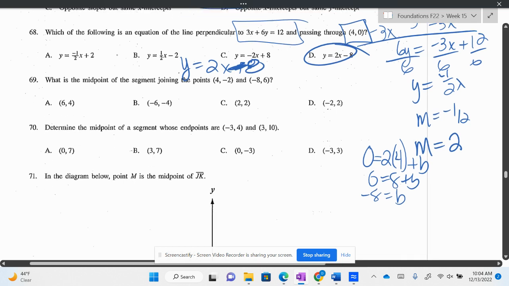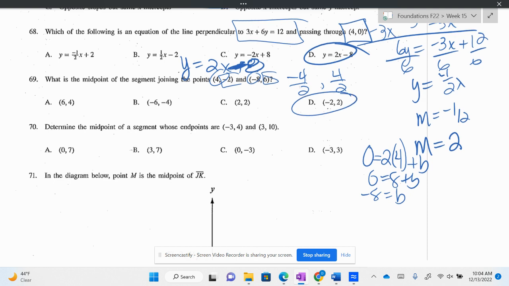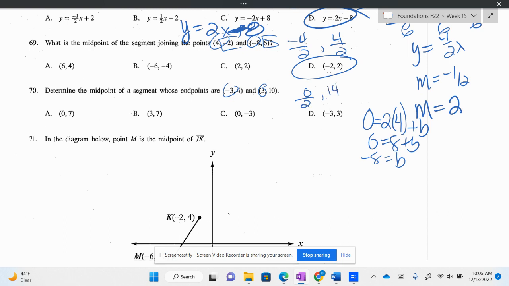Midpoint: add the x's together, divide by 2, add the y's together, and divide by 2. So negative 2, positive 2. Midpoint, again, add the x's together, divide by 2, add the y's together, divide by 2. So it should be 0, 7.